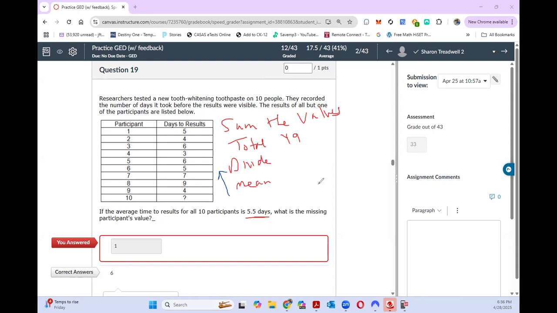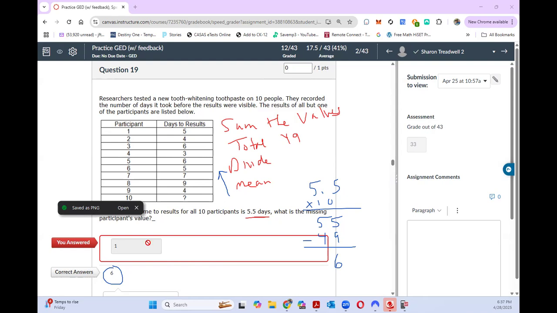Multiplication. So we're going to take 5.5 and multiply that by 10. And you got 55, correct? Now, instead of adding, we got to subtract our total. What's our total? 49. So 55 minus 49 is 6. That's it. That's finding the missing value given the mean. Oh my gosh, I did all the steps and I had the answer.